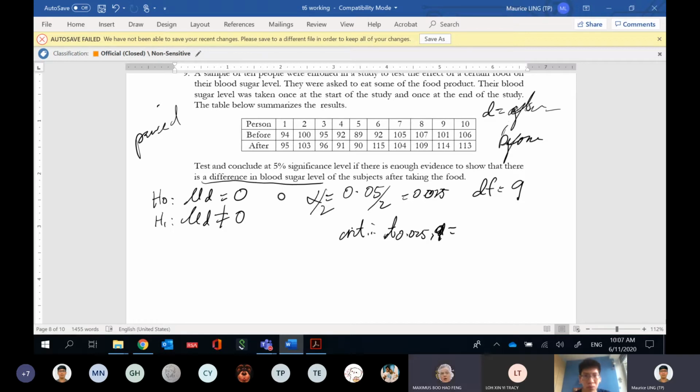$2.262. Yes, so it's 2.262. Then how about you calculate a t-statistic? What do you get? 4.97. 4.97? How did you get 4.97? Okay, so you get some error, but let's do one at a time.